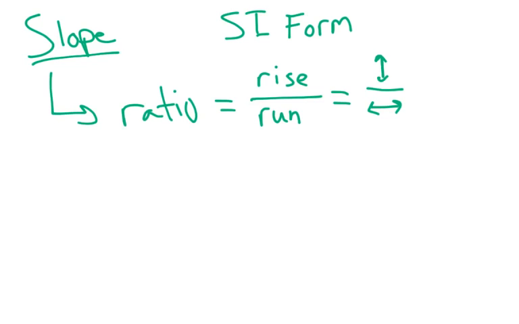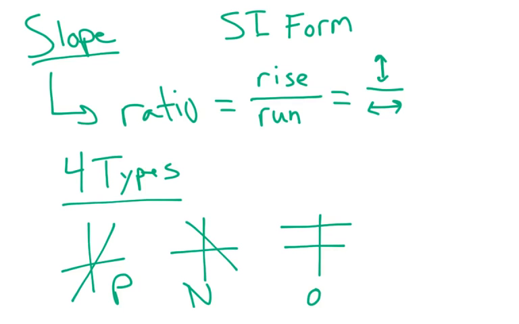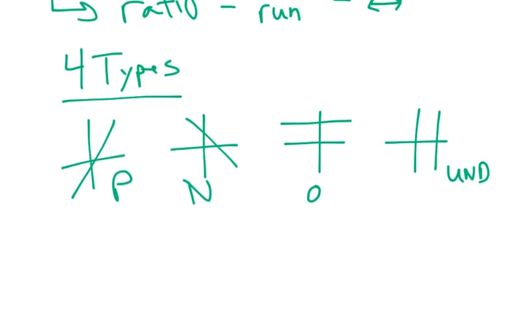Now with slope, we have a couple things that we need to remember. We have the 4 types. Hopefully you're familiar with these now. We have our positive slope. We have our negative slope. We then have our zero slope. And we have our undefined slope. So this is just U-N-D, undefined. The other thing we have to remember with slope is the formula.